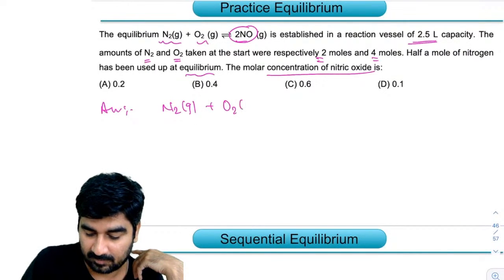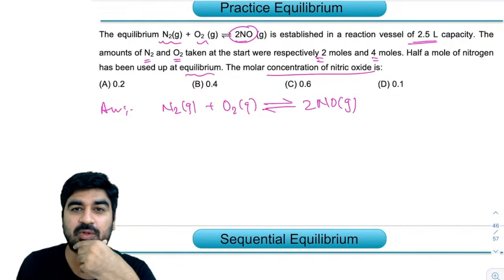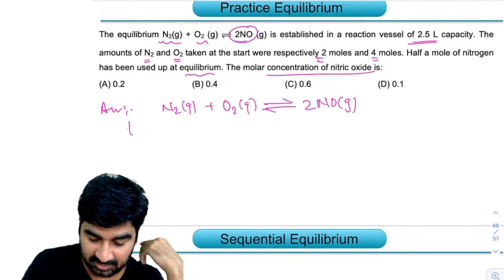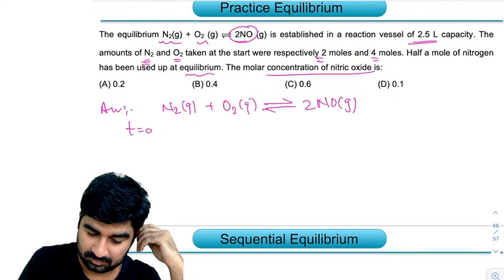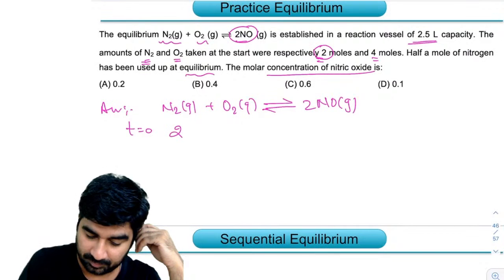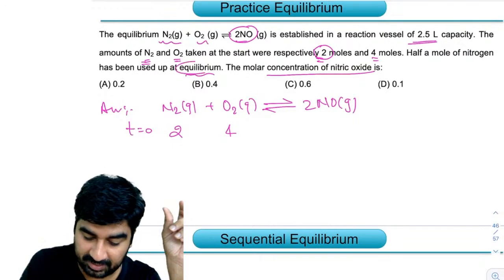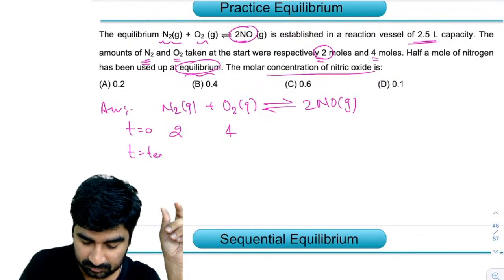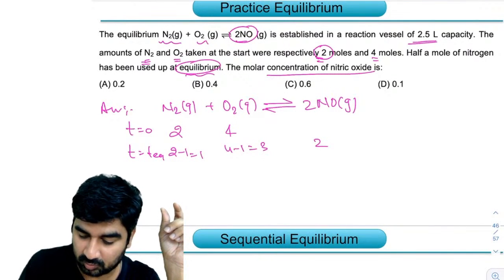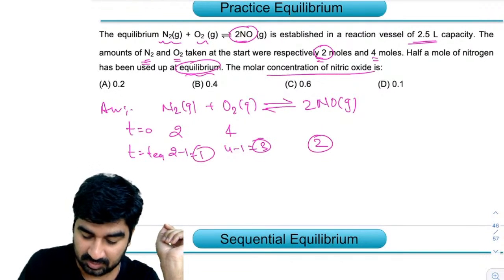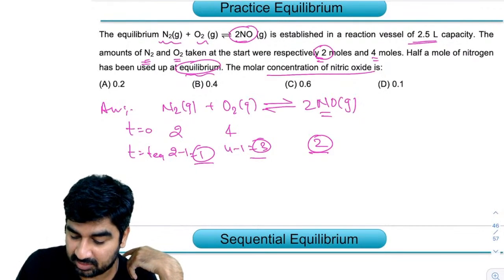N2 gas, O2 gas, giving you 2 NO gas. P is equal to 0. 2 mole of N2, 4 mole of O2 are taken. Half mole of nitrogen has been used up at equilibrium. So half means 1. 3 mole, 1 mole and 2 mole of it are there. Okay, guys. So total we have 6 moles. So what will be the molar concentration of nitric oxide?